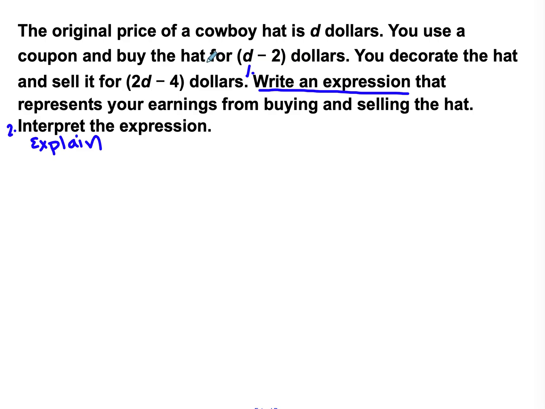Now, often it's hard to decide in what order to write these. With addition, the order doesn't matter, but of course with subtraction, it does. So I'm going to forget about the D's for a minute, and I'm just going to think about the numbers. If I buy the hat for $2 and I sell it for $4, and I want to know how much money I make, I would do $4, my selling price, minus $2. So I'm going to do the same thing. Instead of 4 minus 2, I'm doing 2D minus 4 minus D minus 2. So here's my problem: 2D minus 4 minus D minus 2.